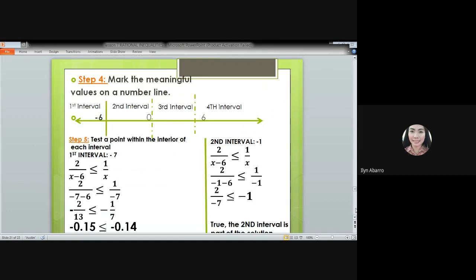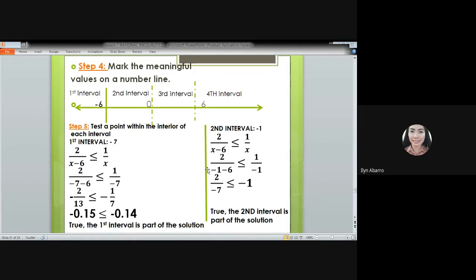Okay? Let's draw the number line. So we have three critical values, the negative 6, 0, and positive 6. So as you can see, we form how many intervals? First interval, second interval, third interval, and fourth interval. We have 4 intervals here. So we're going to test each of these intervals so that we will know which of them are our solutions. Okay, first interval. So those numbers less than negative 6. So let's choose negative 7.